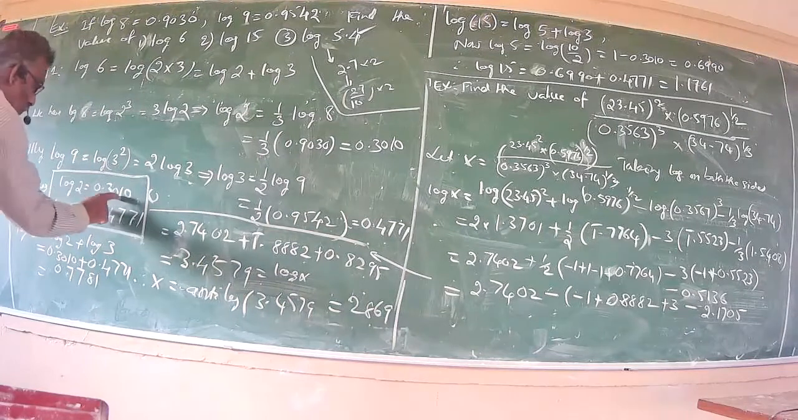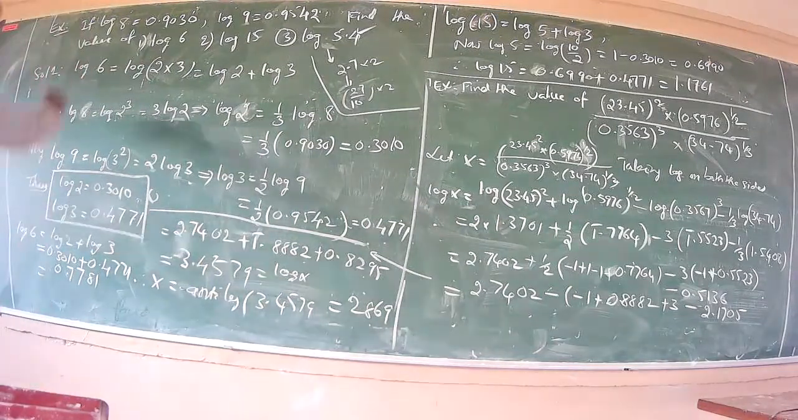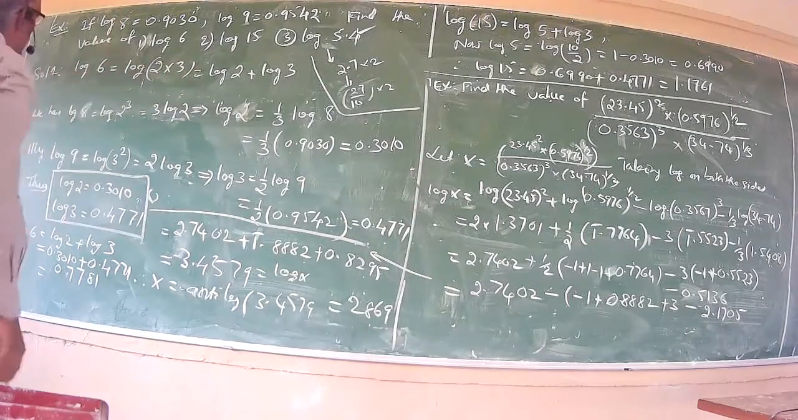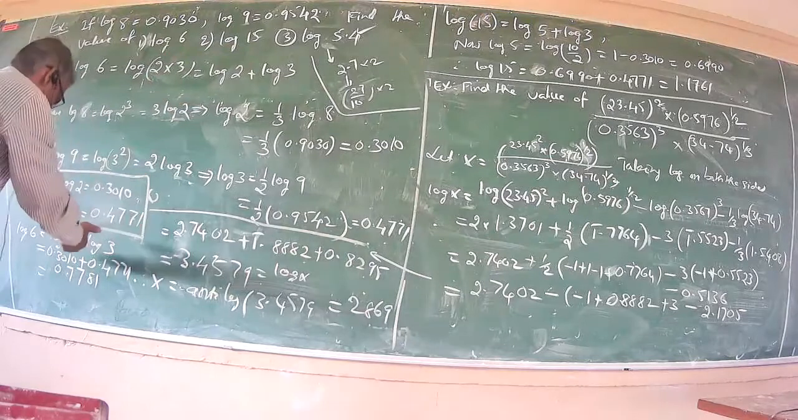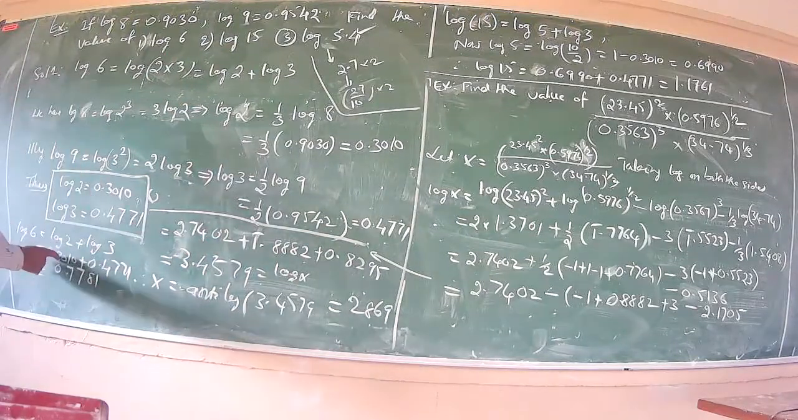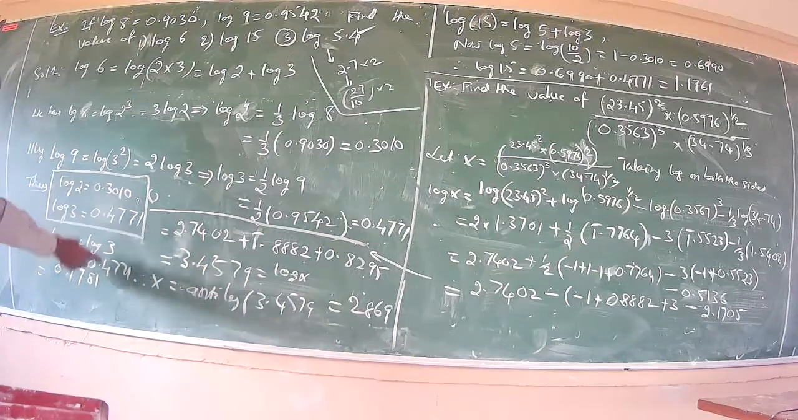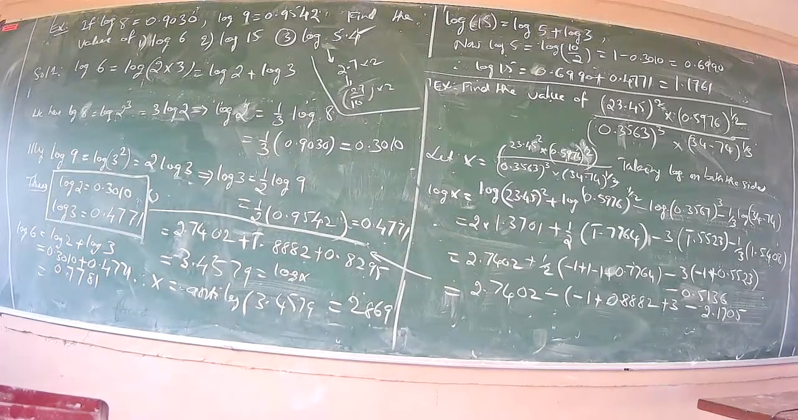See, log of 2 equal to 0.3010 and log of 3 equal to 0.4771. Using these two, you can find out easily the log of 6. 2 into 3, so log of 2 plus log of 3. Put the values of log of 2 and log of 3 here. Simple addition, that becomes 0.7781. This is the procedure for finding the log of 6.